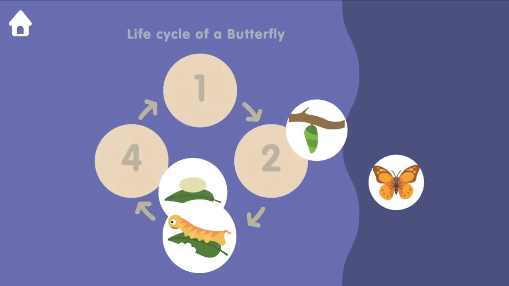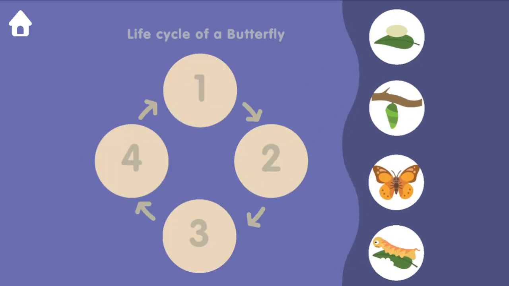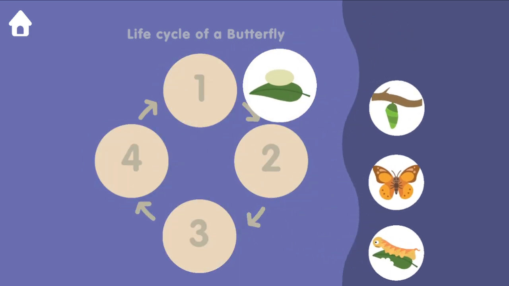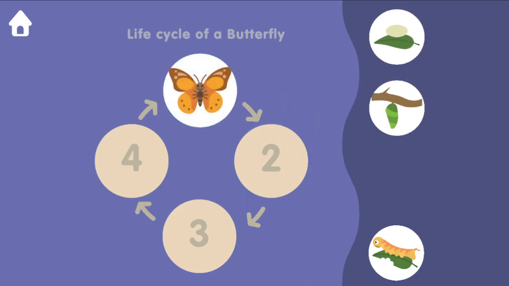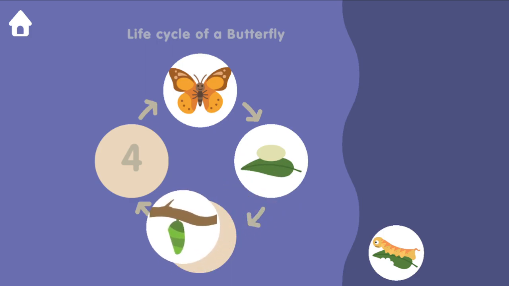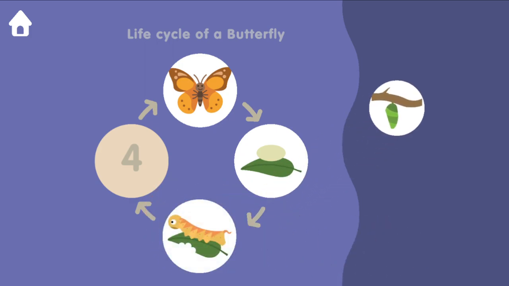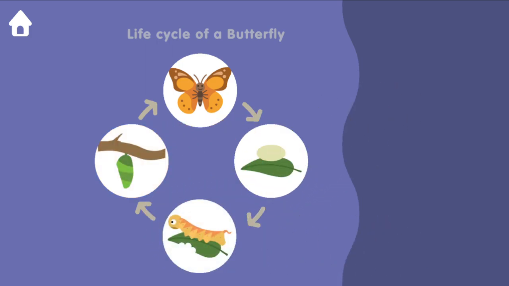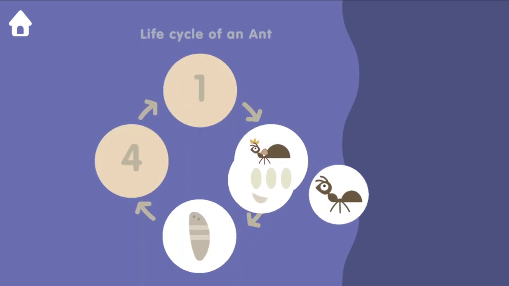Life cycle of a butterfly. Egg. Butterfly. Egg. Pupa. Caterpillar. Pupa. Butterfly. Egg. Caterpillar. Pupa. Butterfly. Life cycle of an ant.